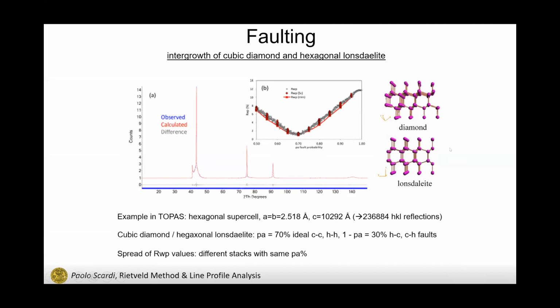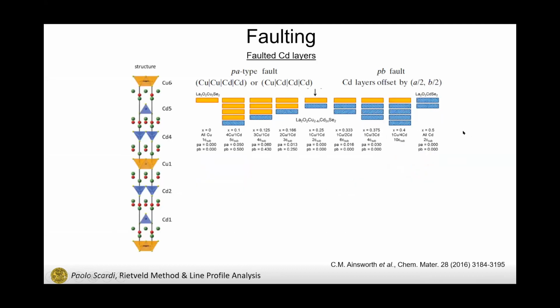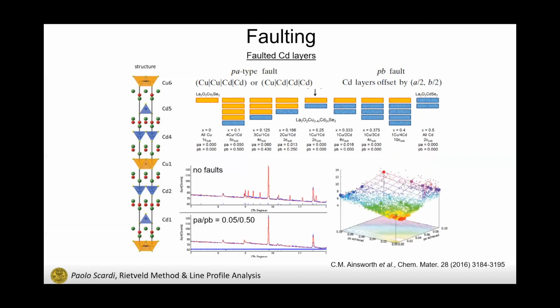Okay, this was, of course, a simulation, but there are many real studies on faulting, which can be beautifully well treated within Topas. This is now a real case study with the disorder of these cadmium planes. I'm not going into this detail, but again, you can refine it, and the best fit should in principle give you the probability for the fault.